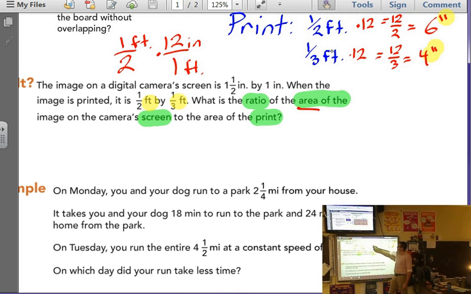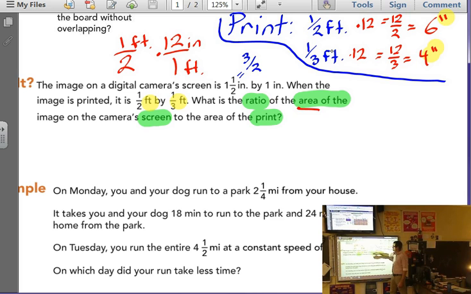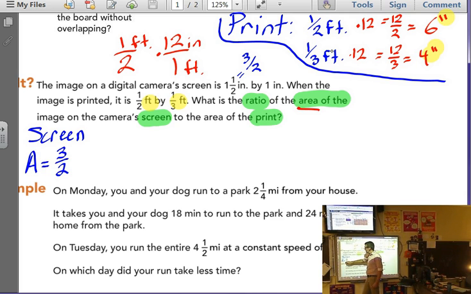So if I want to, I can tell myself, well, this really equals 3 halves. How do I find the area of the screen? Well, somebody already told us length times width. I've got a length of 3 halves, and here it's really a height of 1. What would 3 halves times 1 give me? 3 halves. So my screen area equals 3 halves, and you have to have a unit on here, and it has to be inches squared. Because I did inches times inches, I get inches squared.